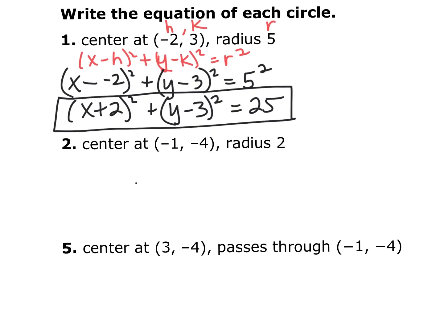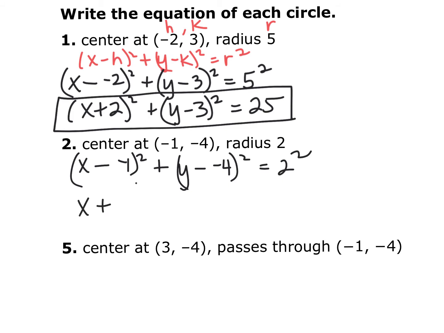All right, let's look at the next one. And we have our formula right here. So we'll start here. We have our h, our k, and our r. So substitute them right in. We have (x − (−1))² + (y − (−4))² = 2², the radius. All right, so that simplifies to (x + 1)² + (y + 4)² = 4.